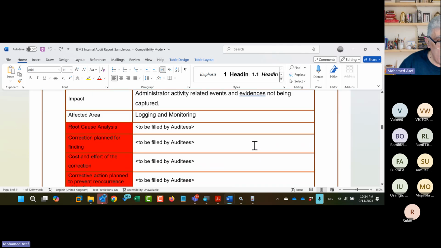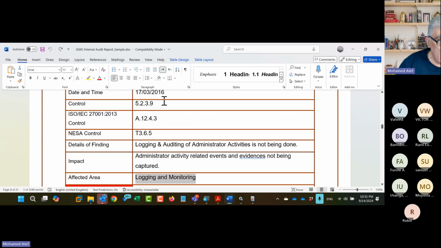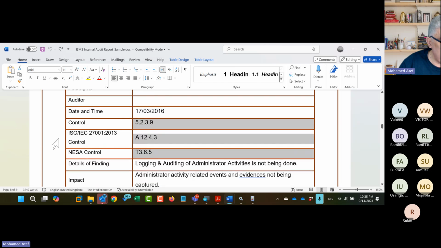So here is the same concept. You have to identify the impact first, and then you have to identify the breached controls in different standards. If we are conducting an audit for those three standards, you have to say that this control from the ISO has been breached, this control from NISA, this control from ISR, and so on.